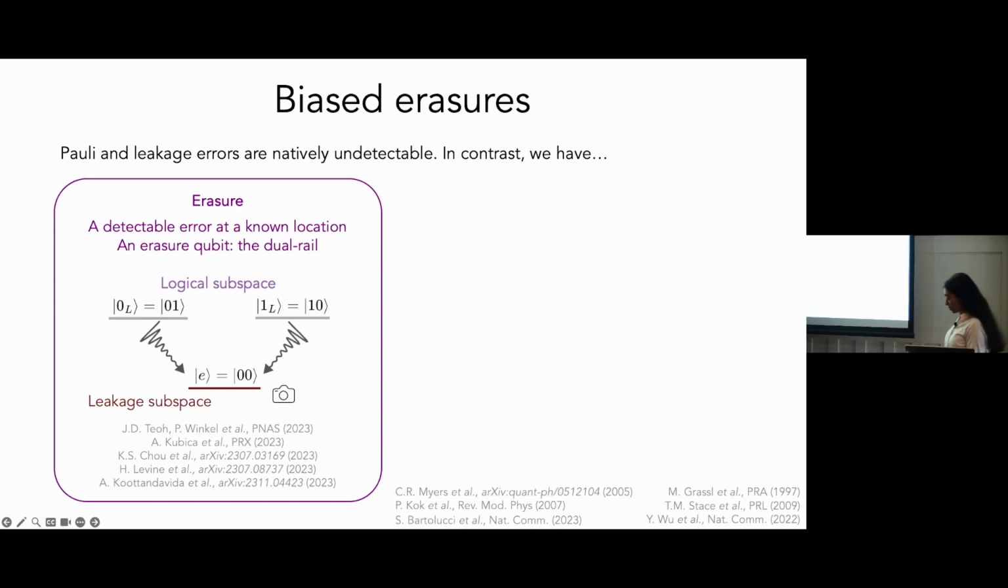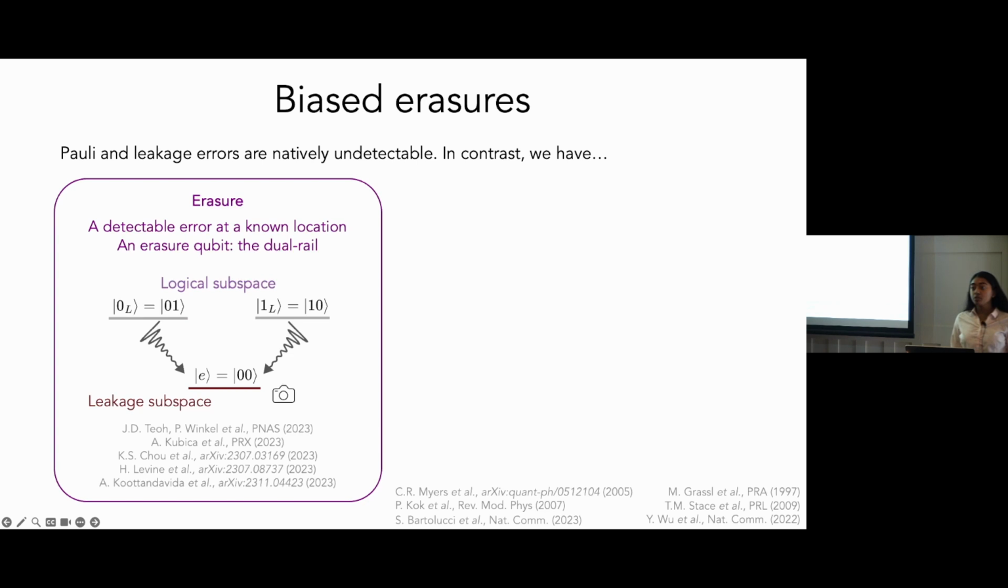So here's an example of a dual rail qubit. Your logical subspace consists of two modes. And you have logical 0 being a photon in mode B and a vacuum in mode A, and a logical 1 being a photon in mode A and a vacuum in mode B.